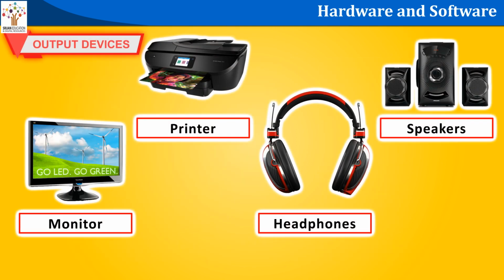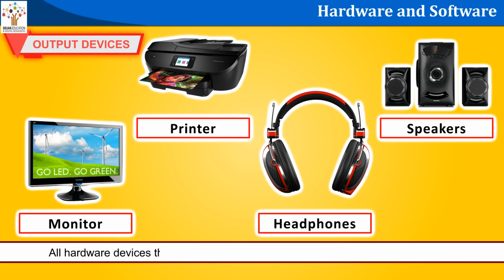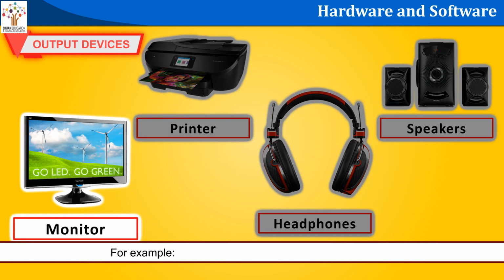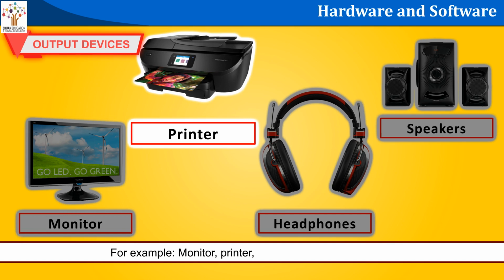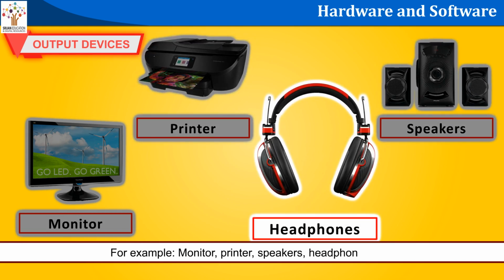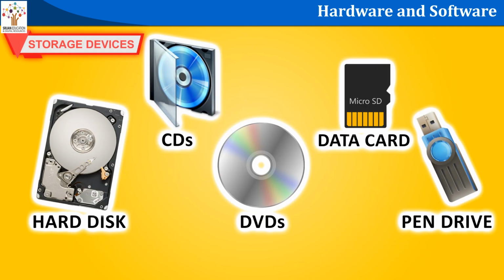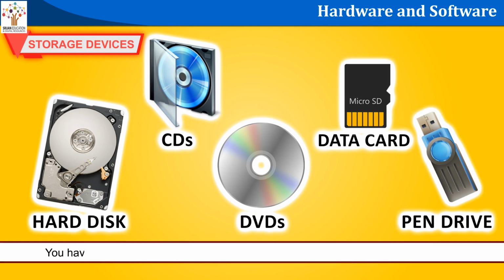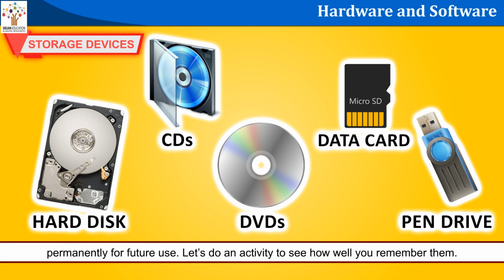Output devices. All hardware devices that help in giving a result or output are called output devices. For example, monitor, printer, speakers, headphones, etc. Storage devices. You have already learned that some special devices are used for storing data and files permanently for future use. Let's do an activity to see how well you remember them.